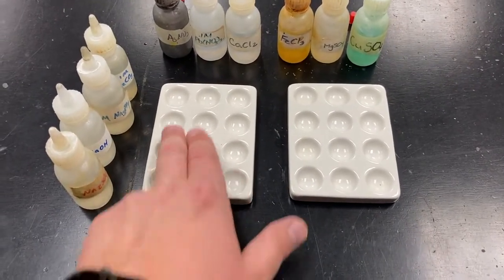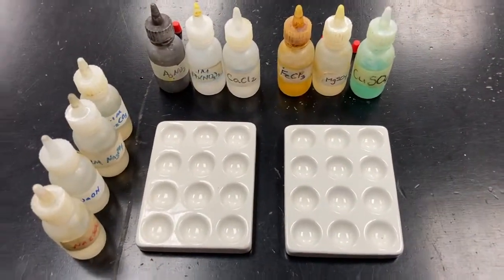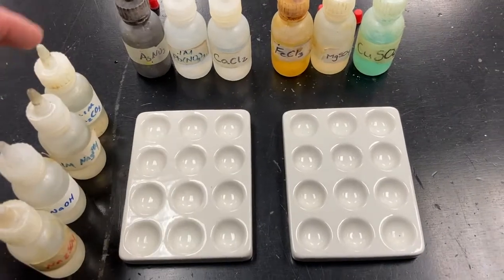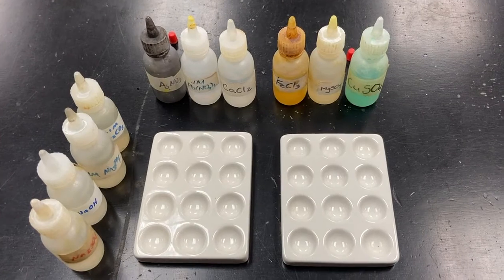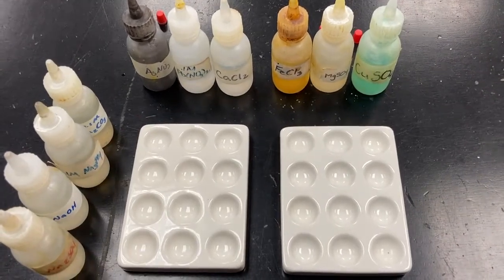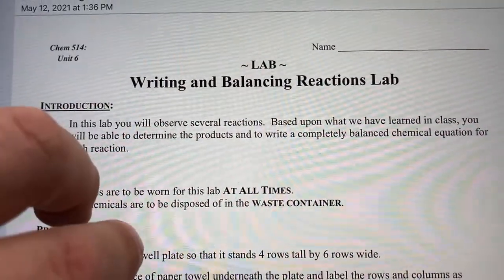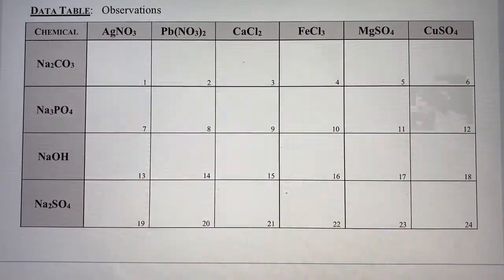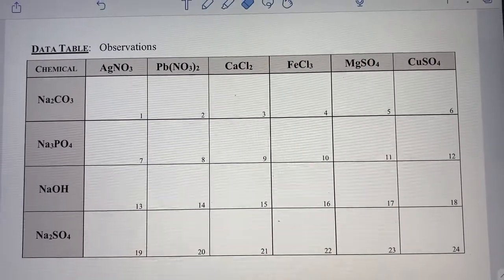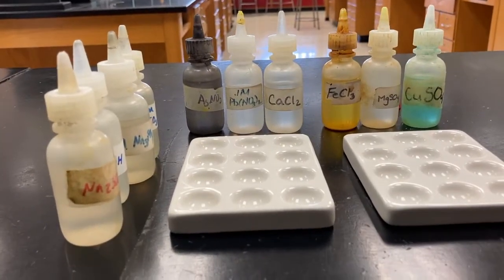And so I've got a well plate here, 2 of them side by side, matching up. And basically what we're going to do in this lab is mix every iteration of these chemicals together, okay? And then we're going to go ahead and see if they produce a product. Now, at the same time you're watching the lab, you should have the lab open on your device. And you can see that there is a data table right here that completely matches up with the chemicals that I'm going to be mixing together. So it's in the same order.